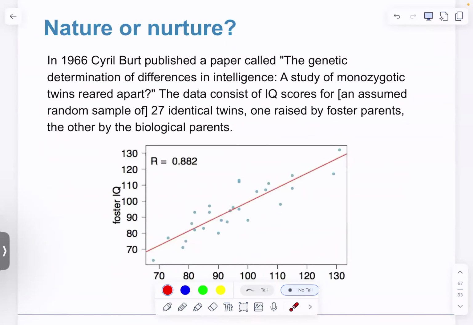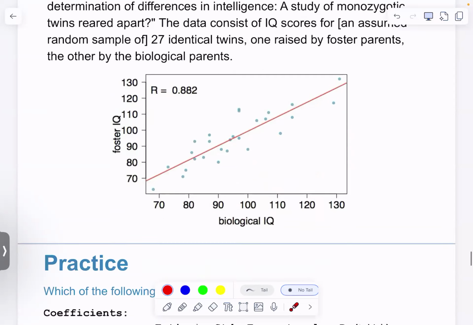Okay, so the genetic determination of differences in intelligence. Only in the 1960s could you do something like this. So a study of monozygotic twins reared apart. The data consists of IQ scores for, we assume, a random sample of 27 identical twins, although that seems unlikely. One was raised by foster parents and the other by the biological parents. Seems cruel and unusual, but we've got the data, so let's use it.